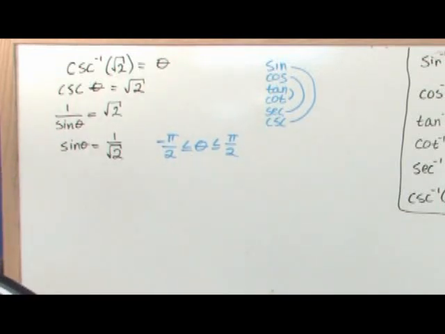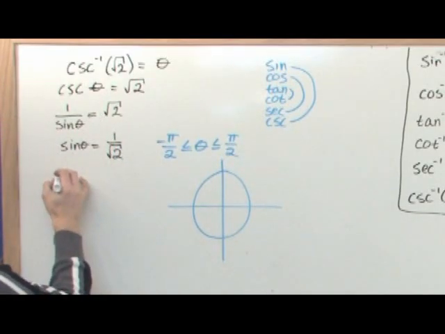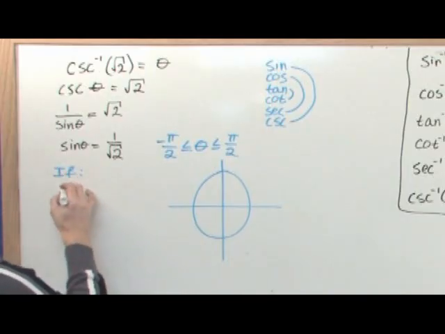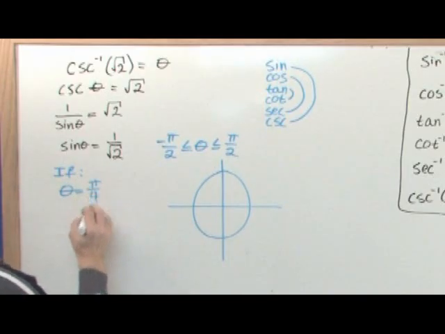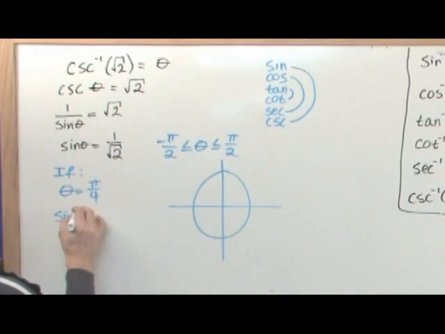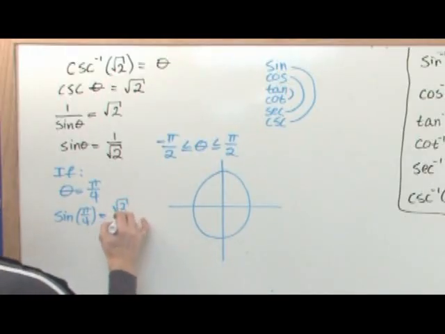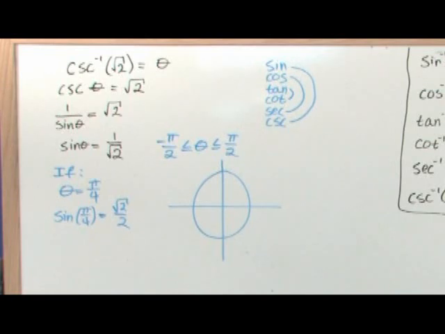First I'm going to draw a little unit circle here because it's always a good reference to have. And I'm going to say, what if theta is equal to pi over 4? Then I'll have sine of pi over 4. Pi over 4 is here at 45 degrees, and sine of pi over 4, you should know, is square root of 2 over 2. At first you might say that isn't right, because I was supposed to find an angle whose sine is 1 over square root of 2, and this returns square root of 2 over 2.